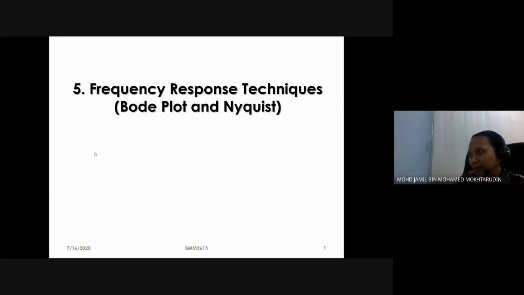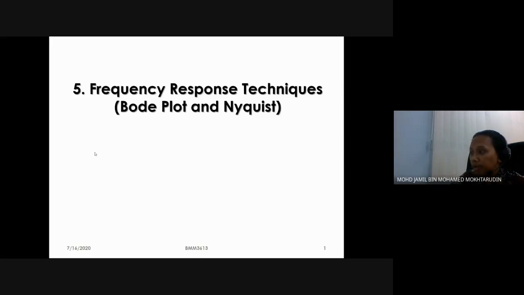So we move on into a new chapter today. In chapter 4, you have learned about root locus. Root locus basically plots the poles of a transfer function as the gain changes. So you will get a type of graph, and you can determine the stability from the graph. In this lecture, chapter 5, we are going to learn new types of plot. We call this frequency response techniques. There are two types of plot. First is Bode plot, and the second one is Nyquist.